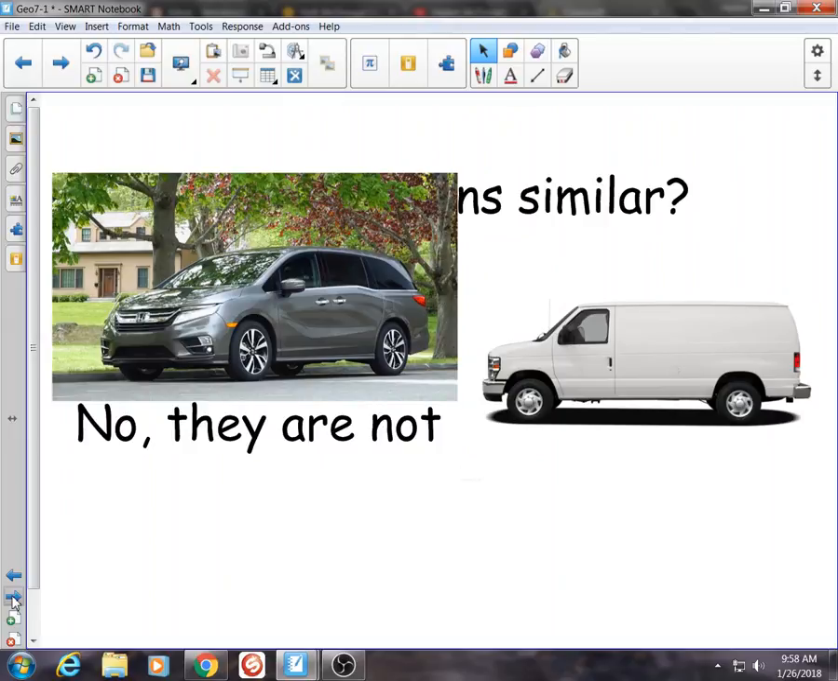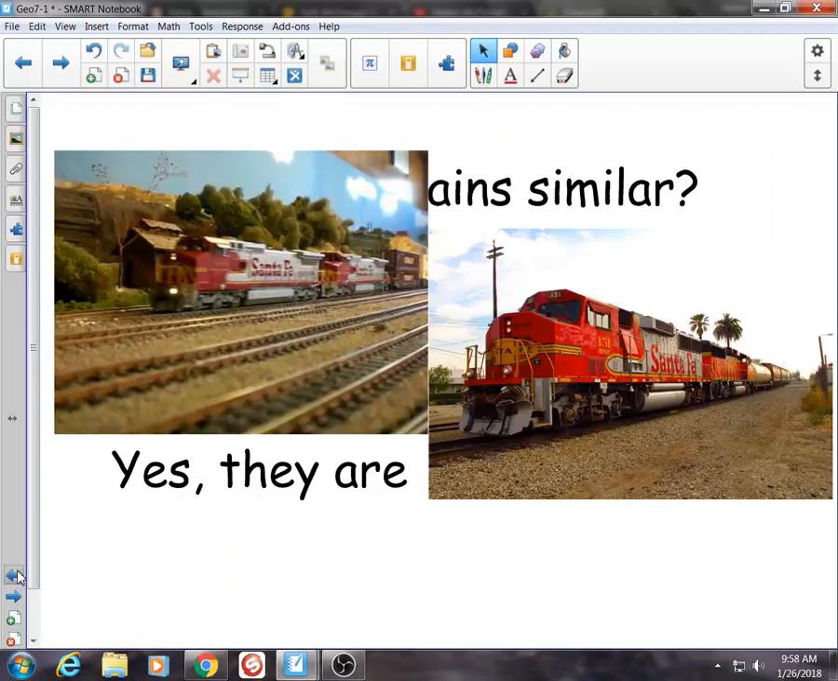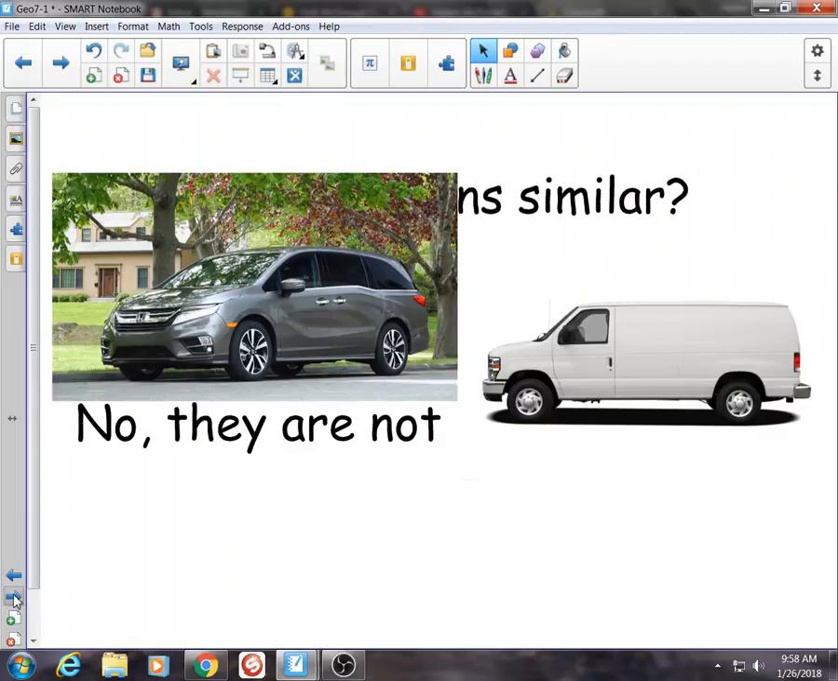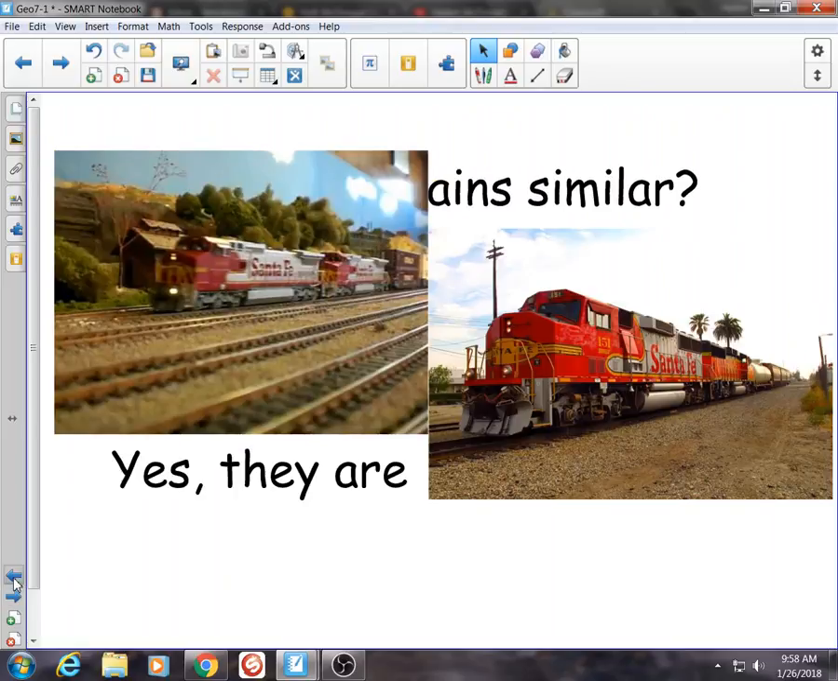No, they are not. As you can see from these examples, the vans are not similar because they've got different shapes, different looks, different colors. Whereas the trains had the same look, the same shape, and the same dimensions, even though they were two different sizes. This one was about the size of my foot, and this one is hundreds of times bigger than me, but they still had the same ratios as far as how they fit together.